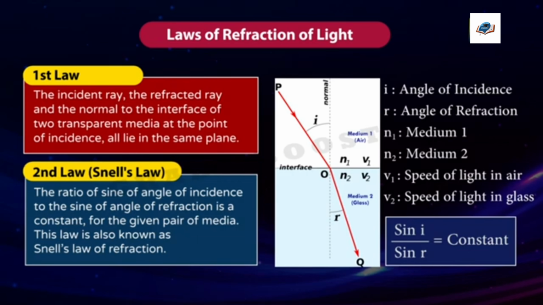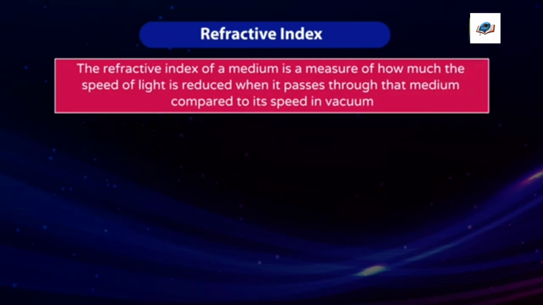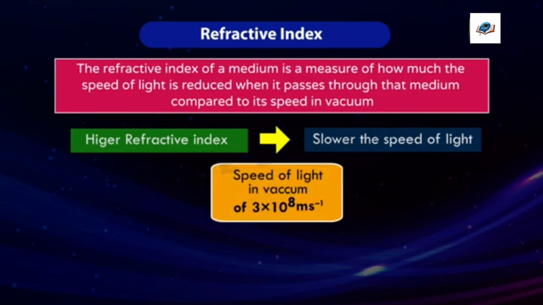Refractive index. The refractive index of a medium is a measure of how much the speed of light is reduced when it passes through that medium compared to its speed in vacuum. It is a dimensionless quantity, and a higher refractive index indicates a slower speed of light in that medium. Light travels fastest in vacuum, with a speed of 3 × 10^8 m s^-1. In air, the speed of light is only marginally less compared to that in vacuum. It reduces considerably in glass or in water.